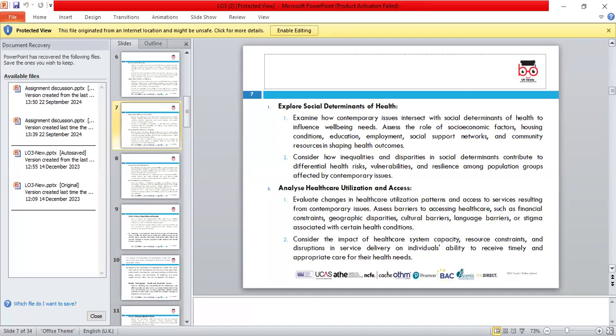And exploring more, you have to look at the role of the socioeconomic factors, which involve housing, education, employment, social support networks, community resources, and health outcomes. And then we have to look at how inequalities and disparities in social determinants contribute to different health risks, vulnerabilities, and resilience among population groups. We have to also look at analyzing them.